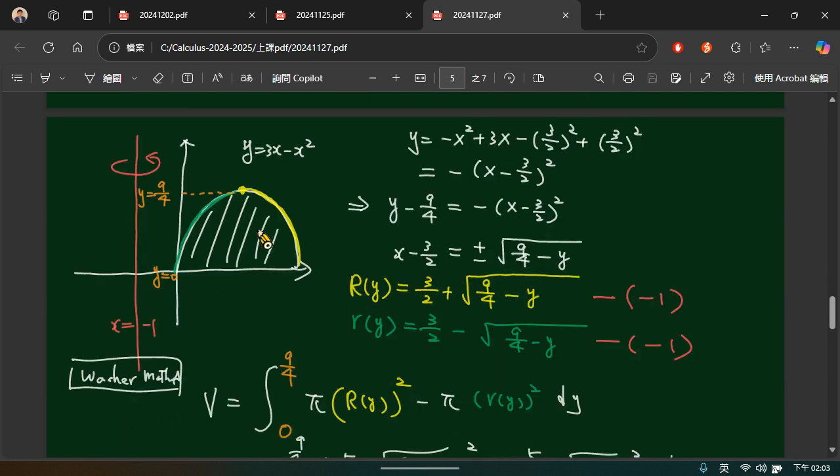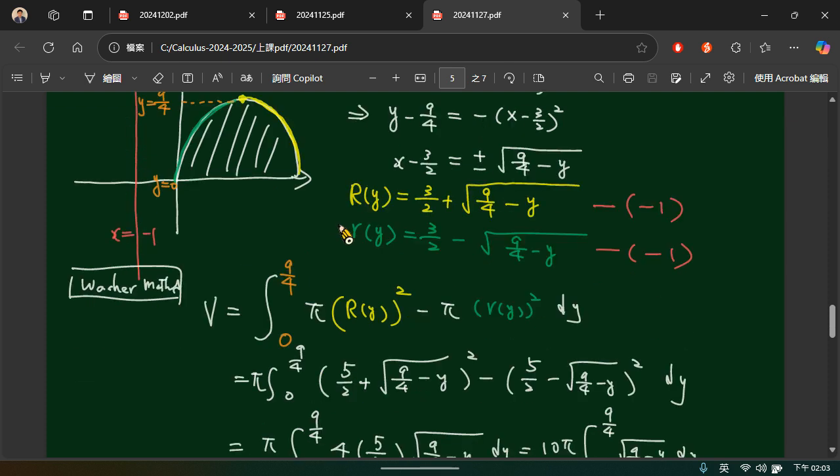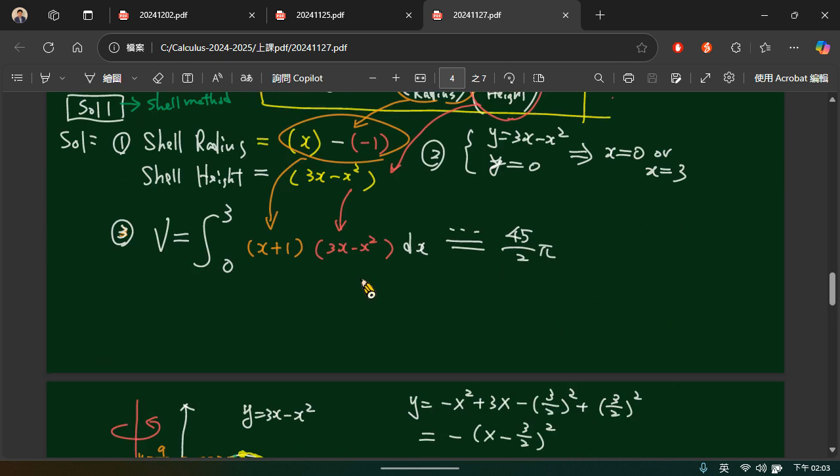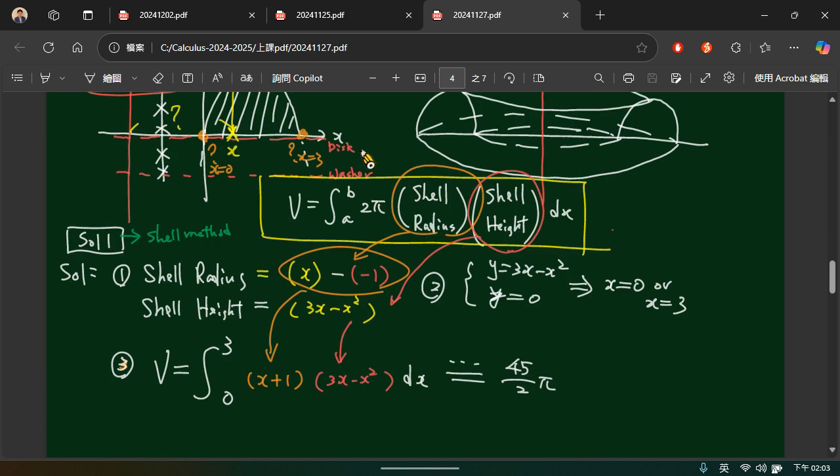But if your cross section is like this one, you can see the cross section is perpendicular to the axis of revolution. You will use the washer method. Actually, the washer method is equivalent to using the disk method twice. Do you remember that? Right? So the washer method can be regarded as an extension of the disk method. But you can see both ways can help you find the volume.